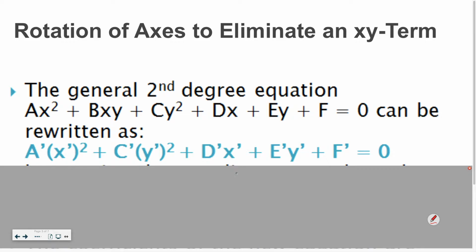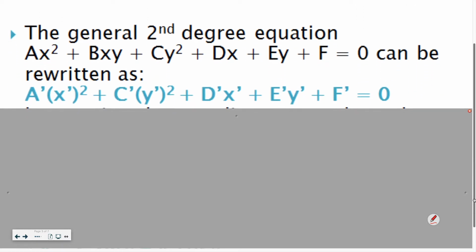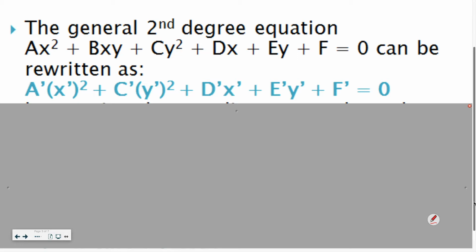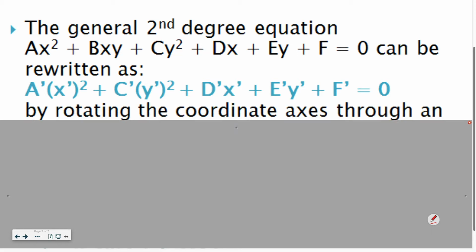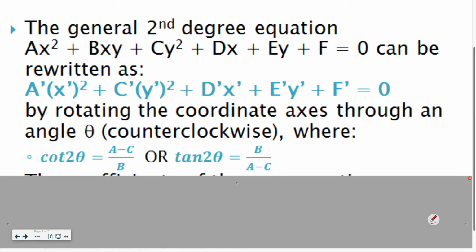Okay, well, what are these x primes and y primes? We can't just like magically change them all. Okay, it is a 2-step process in order to figure out what x prime and y prime will be. The first thing we have to do is figure out what angle we are rotating this conic by. And we're going to do that using one of these.